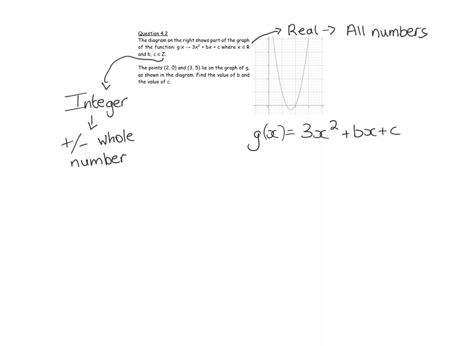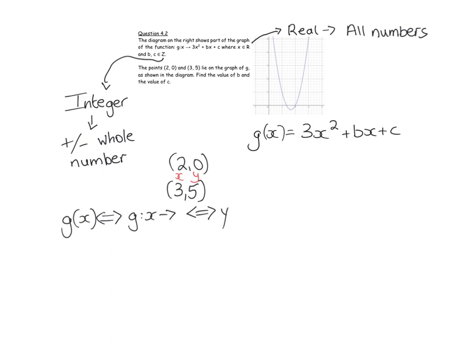Now, the first step when we're finding unknown coefficients is to sub in the point. So we have (2, 0), and we have (3, 5). So the first one, the 2 is our x, and the 0 is our y. And we know from right the way back with the notation video that g of x is the same as saying g, x with the arrow. And that's the same as saying y. So we can rewrite this as y is equal to 3x squared plus bx plus c.